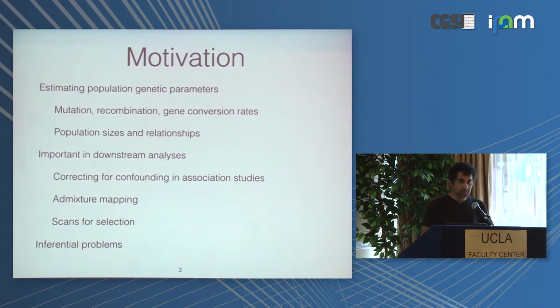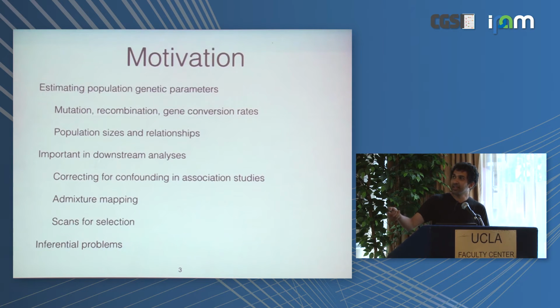Just to motivate why this problem is interesting, of course, estimating these population genetic parameters like mutation rates, recombination rates, and population sizes and relationships is fundamentally interesting in population genomics. We are interested in understanding why mutation rates are the way they are, why recombination rates differ amongst populations.